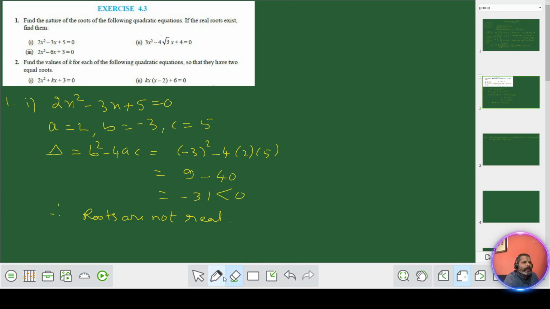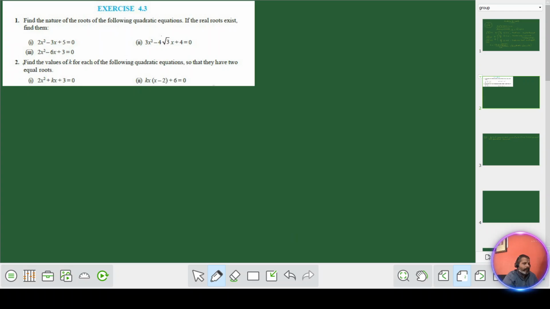Let's move to the second question. 3x square minus 4 root 3x plus 4 equal to 0. Okay. Here on comparing, we get a equal to 3, b equal to minus 4 root 3, c equal to 4. How do we get these a, b, c values? It is on comparing with ax square plus bx plus c.